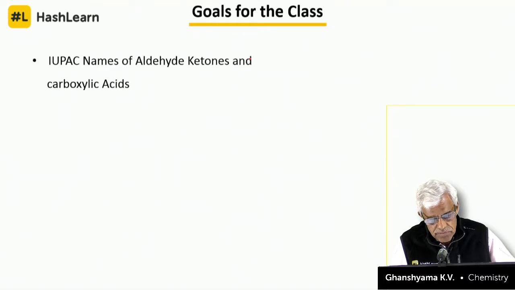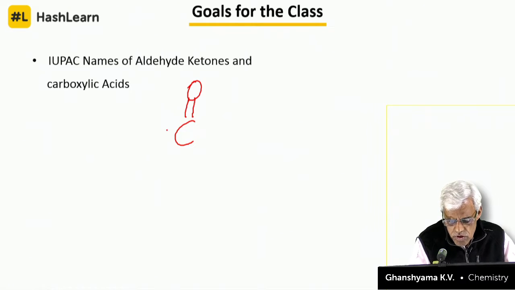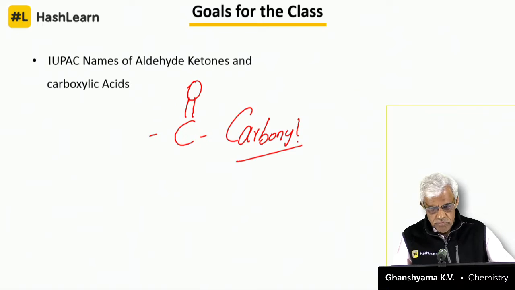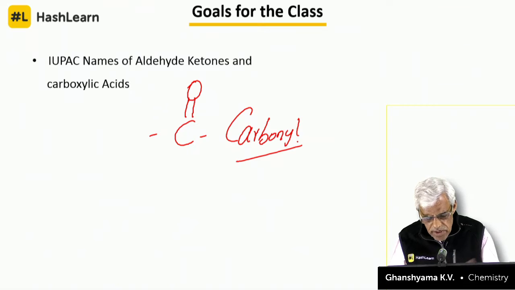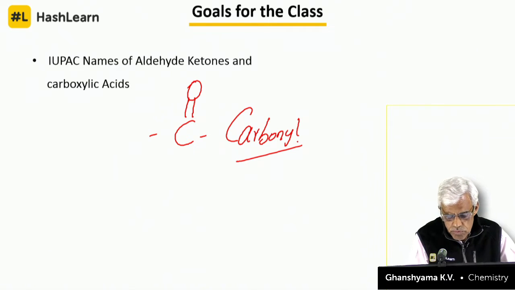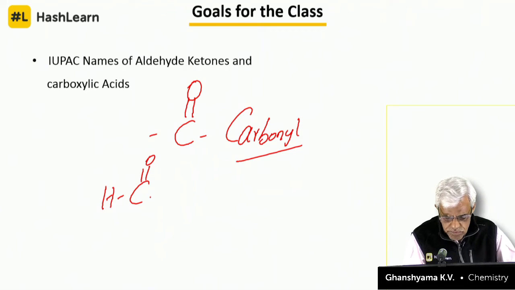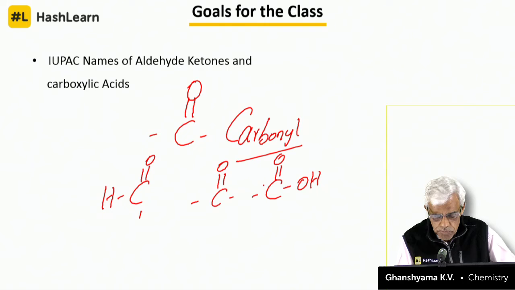Okay, right. Now coming to compounds having the CO group. This CO group is called the carbonyl group. There are many compounds having carbonyl groups. Aldehydes have the carbonyl group, ketones have the carbonyl group, carboxylic acids have the carbonyl group.